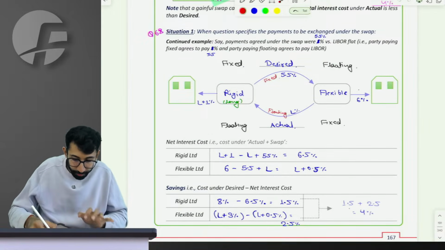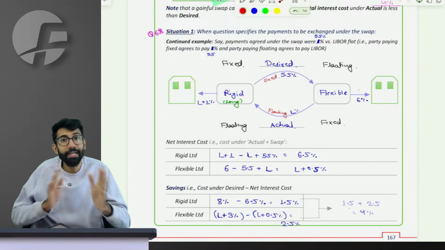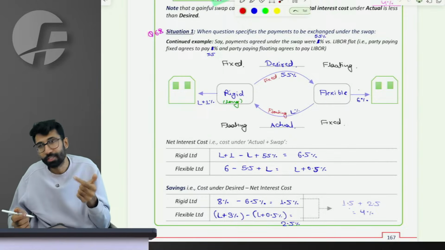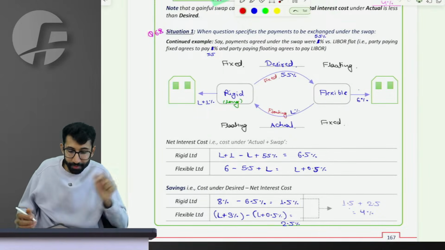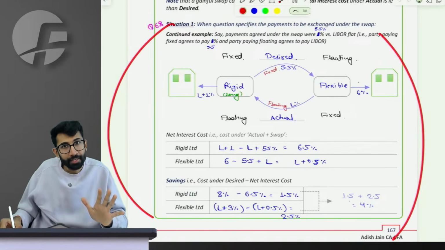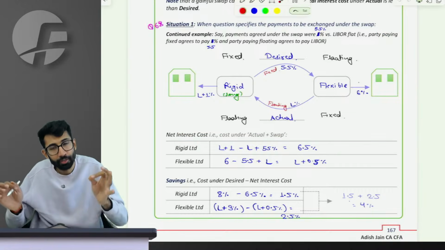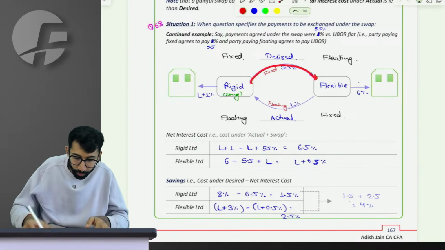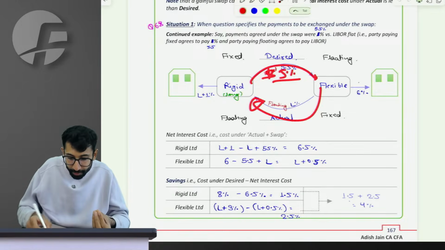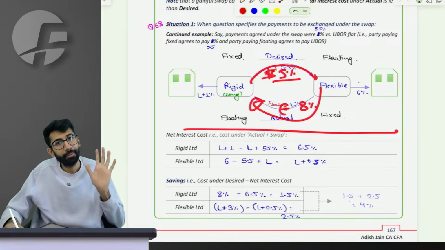Now this was fixed versus floating swap. A similar concept is the interest rate swap, where one party pays some interest, another pays some interest. Another category of swap is currency swap, on which this question is being asked. Whether it is fixed versus floating or any kind of currency swap, the underlying logic will remain the same. I will pay you interest in some currency, for example 5% in dollar terms. You pay me some interest, for example 8% in euro terms. That is how the swap will happen.